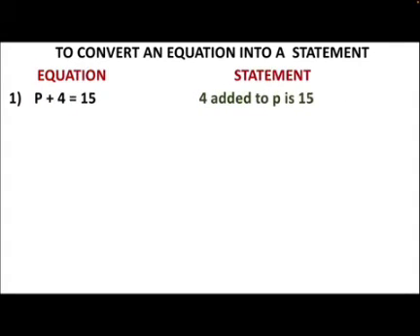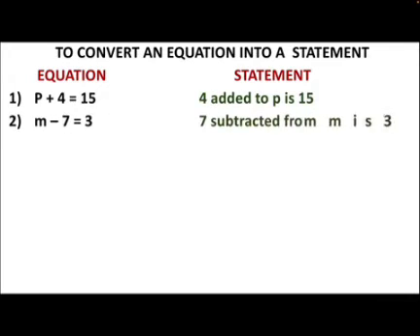The first one, p plus 4 is 15. So what is the statement? 4 is added to p. The result is 15. So here in this case, this is the equation and this is the statement for that equation. Okay. Next, m minus 7 is 3.